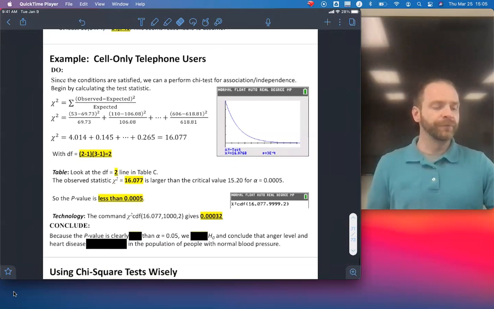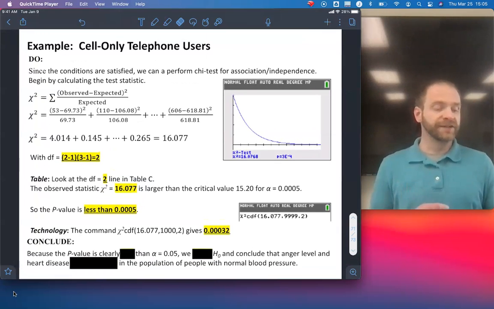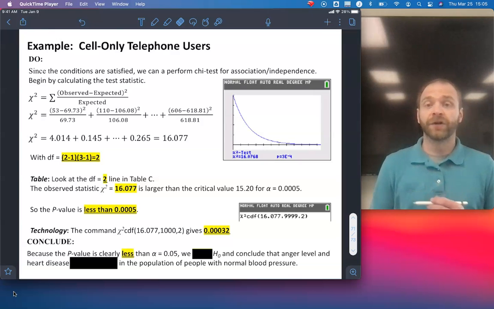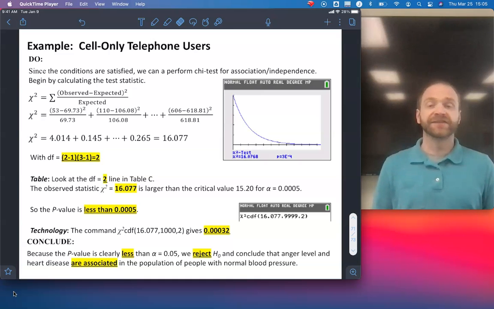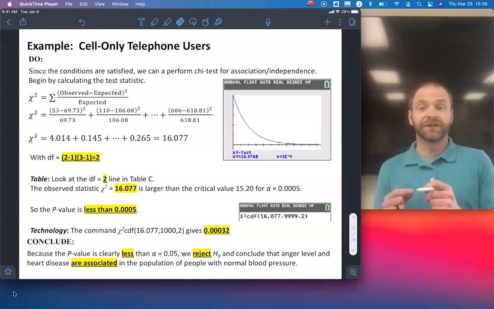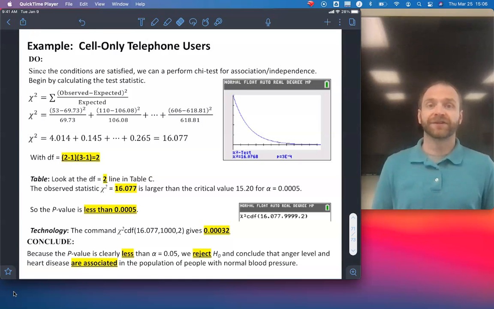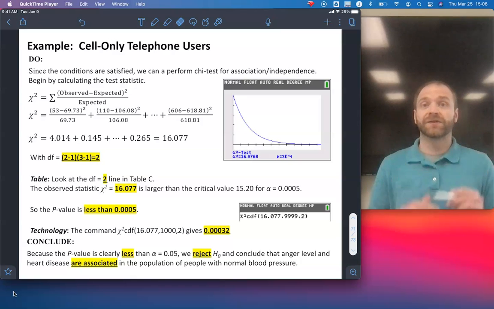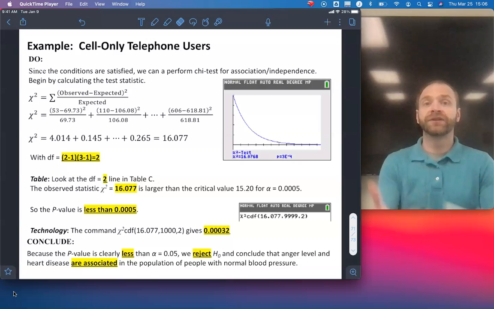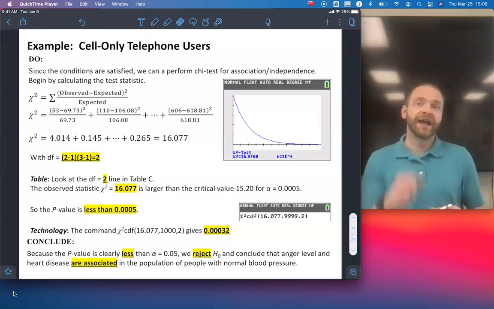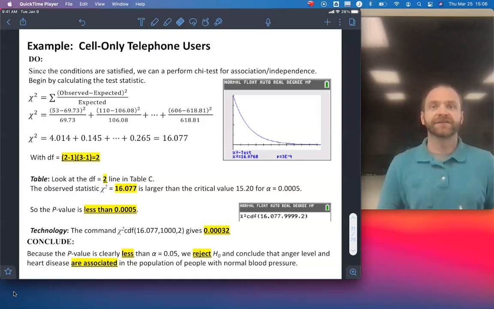So now we can conclude. Because our p-value is clearly less than our alpha level, we can reject the null. And we can conclude anger level and heart disease are associated with each other in the population of people with normal blood pressure. So we rejected the null that says that there is no association. And when you reject the null, you conclude the alternative that there is an association between your two categorical variables, anger level and heart disease. And that's what our conclusion is stating here.